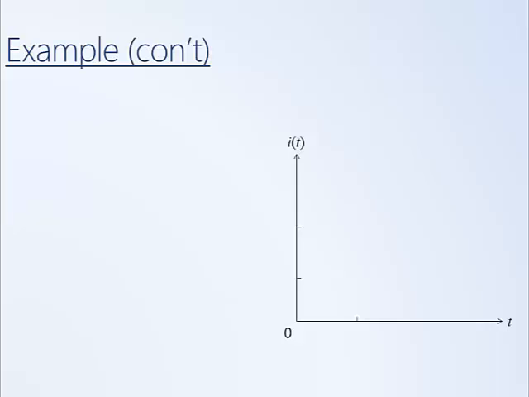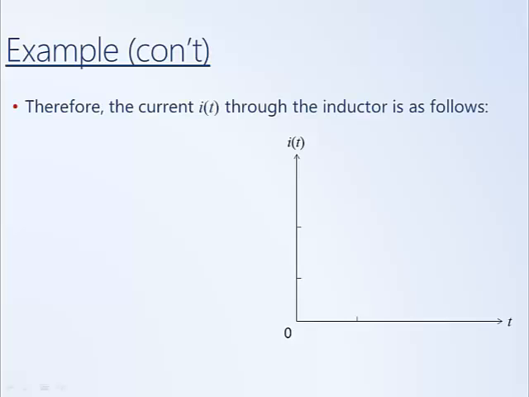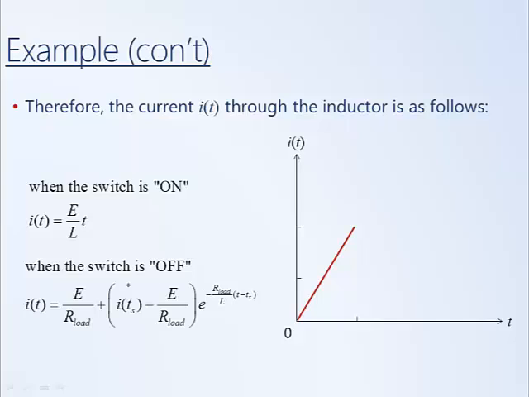So let's go ahead and look at what the graph of the current through the inductor looks like. If we recall, when the switch was on, the current increased linearly according to this equation. That's what we found. It increases basically with the slope of E over L. Once the switch is turned off, then the current behaves according to this equation, where this, on the previous slide, was called I0, but in essence this is the current at the point at which the switch is opened.